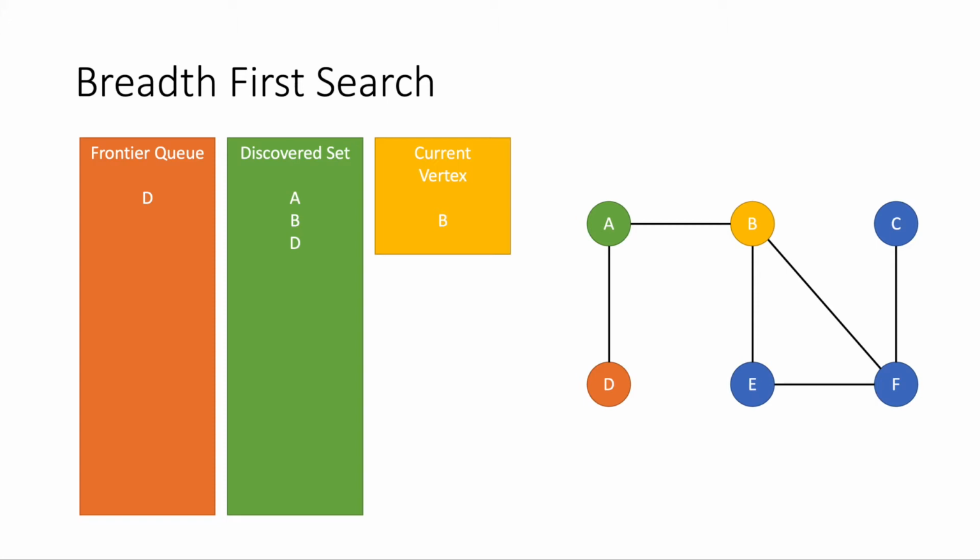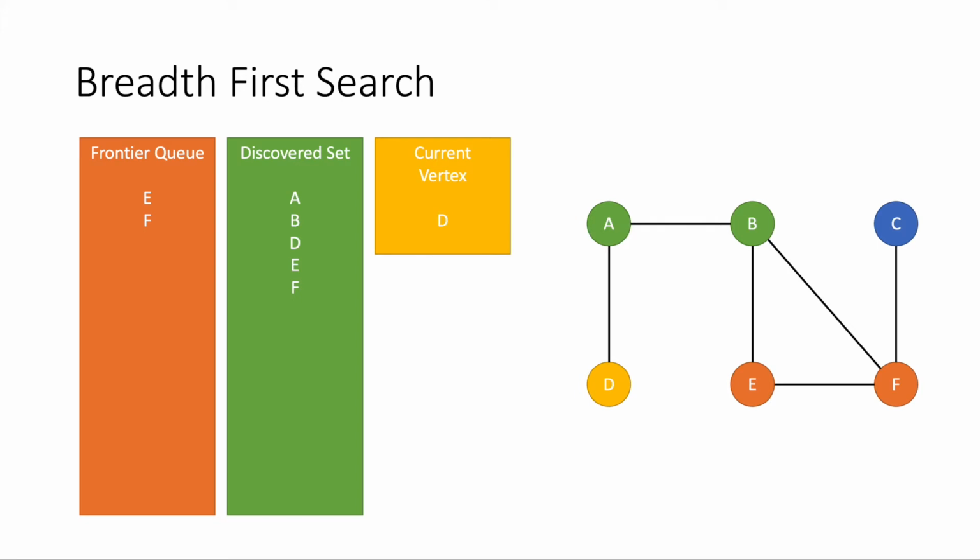Next, all neighbors of B that have not been visited are added to the discovered set and frontier queue. A is a neighbor of B, but it has already been discovered, so it won't be added to either the set or the queue. E and F, however, have not been discovered yet, so they are added to both the frontier queue and the discovered set. At this point, this iteration of the loop ends, and we continue again by setting D to the current vertex.